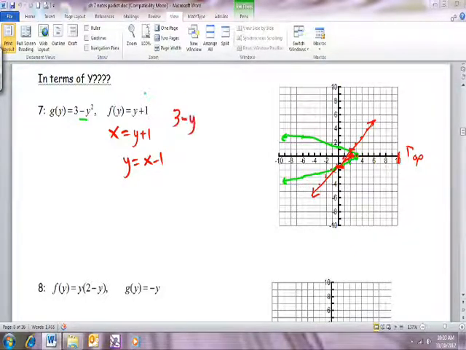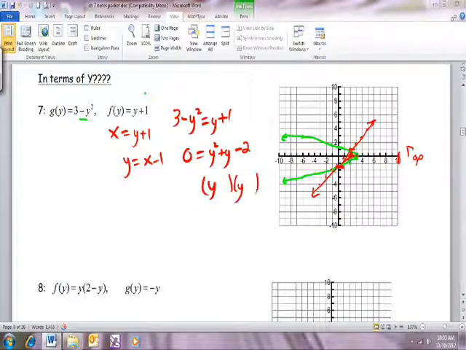3 minus y squared equals y plus 1. Get everything on the right. 0 equals y squared plus y minus 2. So y and y, like I said, 2 and 1, plus 2 minus 1. So y equals 1 and negative 2.